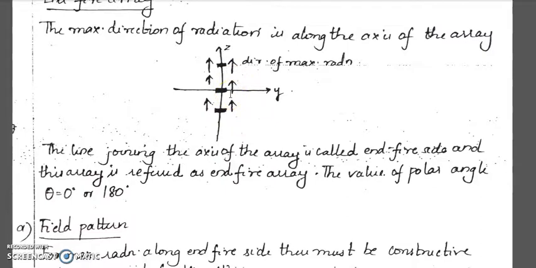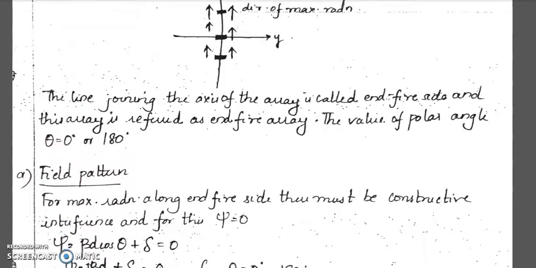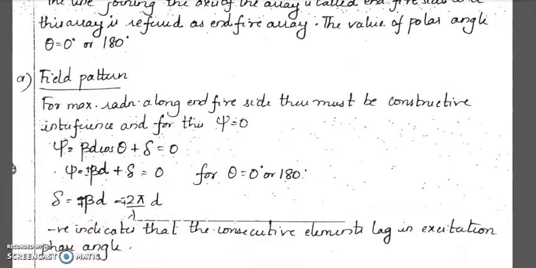At theta equal to 0 and 180, you will get maximum radiation because it is an Endfire array. What is theta? Theta is the angle from the Z axis. So along the positive and negative Z axis, you will get the maximum radiation. That means at theta equal to 0 and 180 degrees, you will get the maximum radiation. Okay. So what is the condition for maximum radiation? At the maximum radiation, the psi will be 0. Then only you will get the maximum radiation.